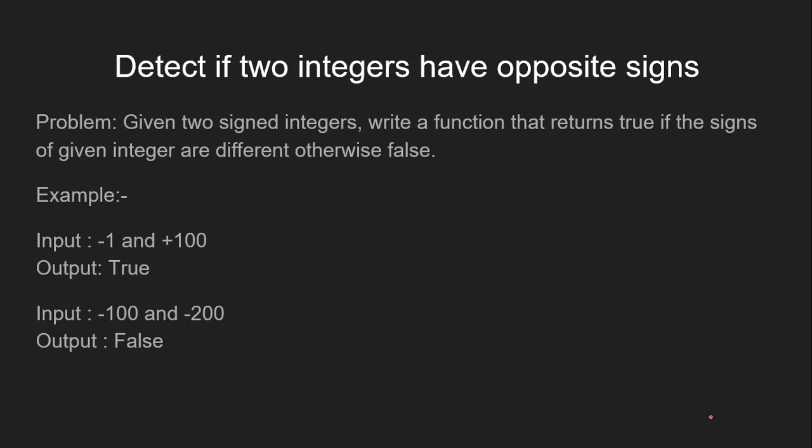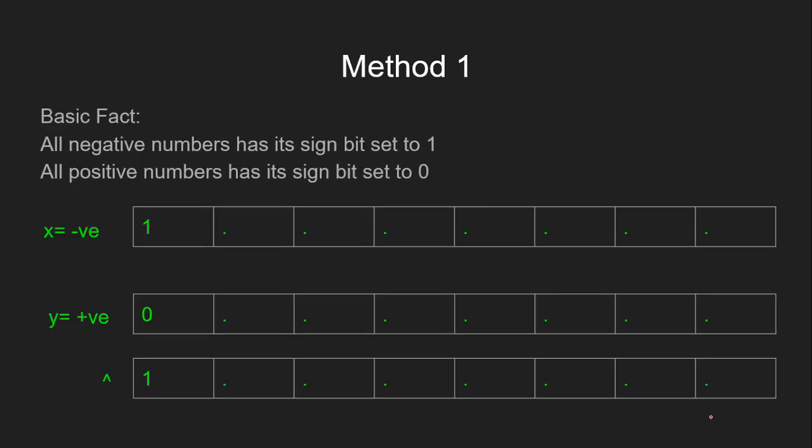We are going to use Bitwise Operations to solve the problem using three different methods. Let's see. Before we go ahead, we need to know a very basic fact. All negative numbers have their sign bit set to 1 and all positive numbers have their sign bit set to 0. For any binary number representation, the leftmost bit is called the most significant bit, and it is also the sign bit. For a negative number, the sign bit is set to 1, and for a positive number, the sign bit is set to 0.